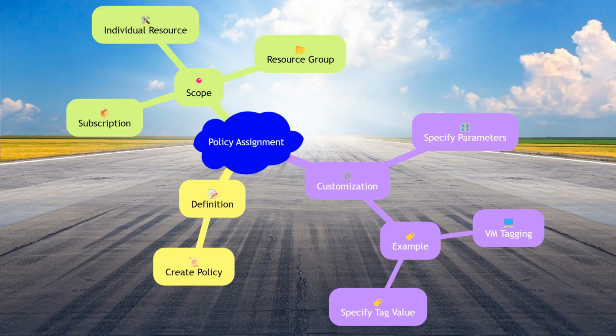Once a policy definition is created, it needs to be assigned to a scope, such as a subscription, resource group, or individual resource. This is known as a policy assignment. During the assignment, you can also specify parameters to customize the policy for that particular scope. For example, you might assign a policy to ensure that all VMs in a resource group have a specific tag, and you can specify the tag value during the assignment.